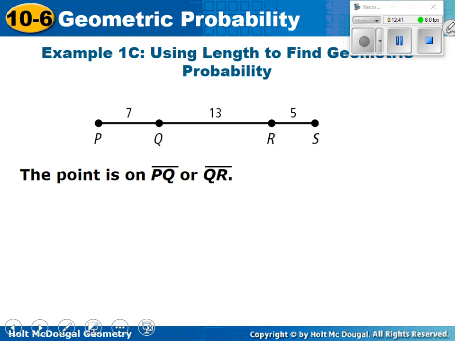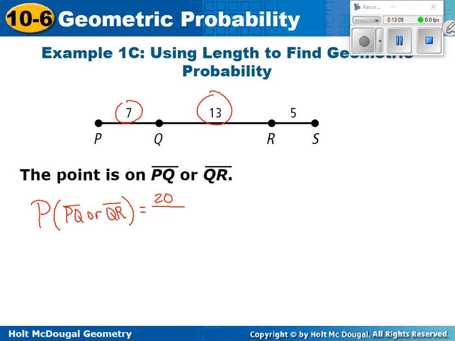And let's look at this one. Find the probability that the point is on PQ or QR. So what does that mean? Say it again. Add those together. So probability of PQ or QR, don't forget to write what you're finding in your parentheses. So that means it could be on PQ or QR. Add them together. What do you get?